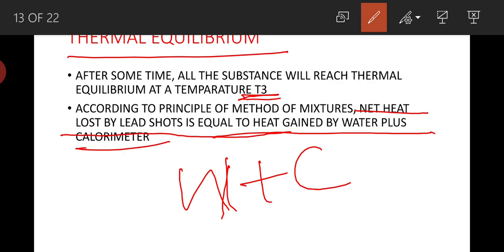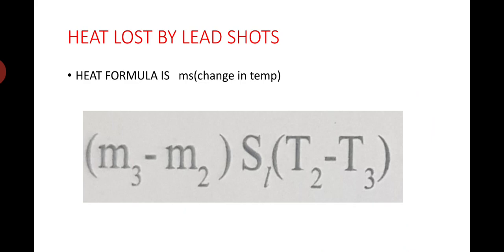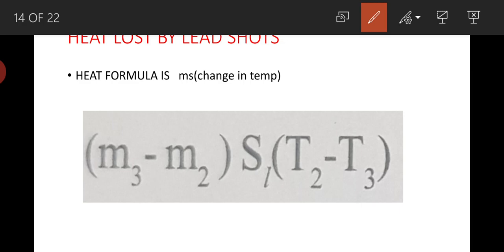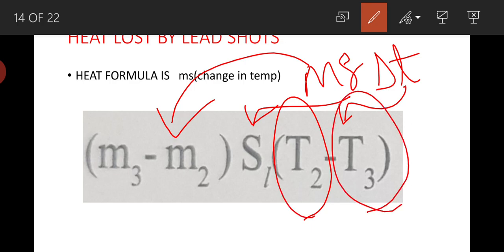Now let us see what is the heat lost by lead shots, what is the heat gained by water, and what is the heat gained by calorimeter. We know that the heat formula is ms delta T. So let us find the heat lost by lead shots. Mass of the lead shots is m3 minus m2. Specific heat of the lead shots is SL. Initially lead shots are at temperature T2, finally they are at temperature T3. That is why temperature change delta T is T2 minus T3.